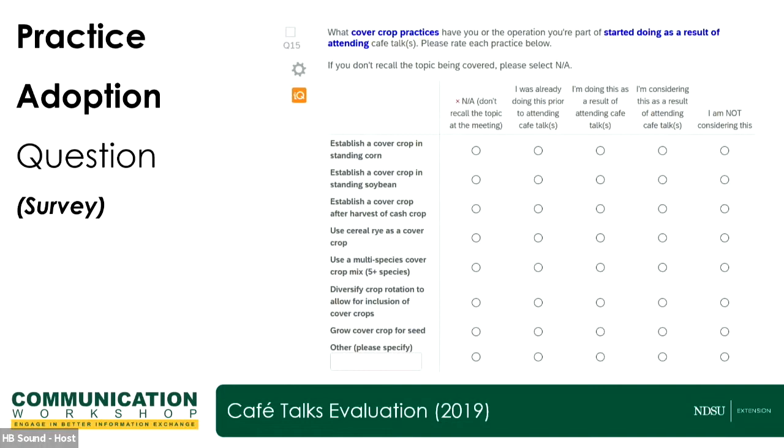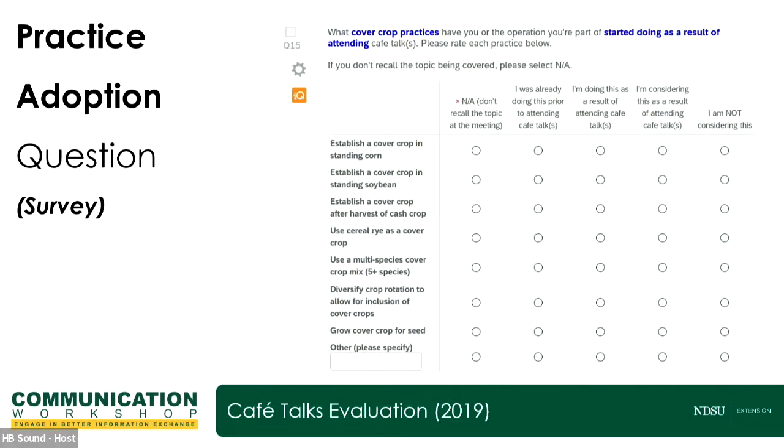So what cover crop practices have you or your operation, or the operation that you're part of, started doing as a result of attending the cafe talk? So highlighting the words that are important, because as we know, we've taken all the surveys too. We just breeze right through things and don't always read carefully. And so I make sure to highlight the things that you really want them to read. Okay, this is about cover crop practices, and I want to know if they've started doing it as a result of attending them.